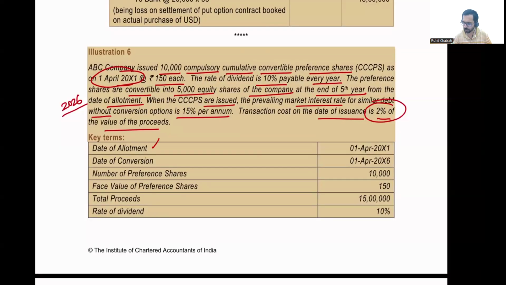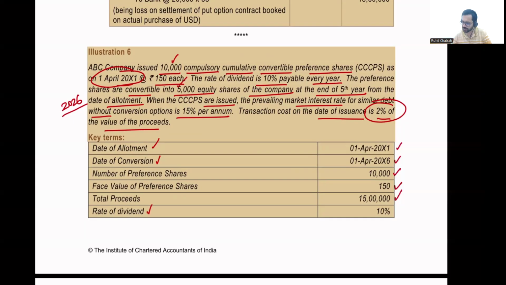Key terms: date of allotment was given as 1st of April 2021. Date of conversion is 5 years later, so 1st of April 2026. Number was also given in the question as 10,000. The issue price was equal to 150. So the face value and issue price are equal. All right, so there's no share premium that was collected. Face value and the issue price are equal to 150. So the proceeds are going to be 10,000 multiplied by 150, which is equal to 15 lakhs.